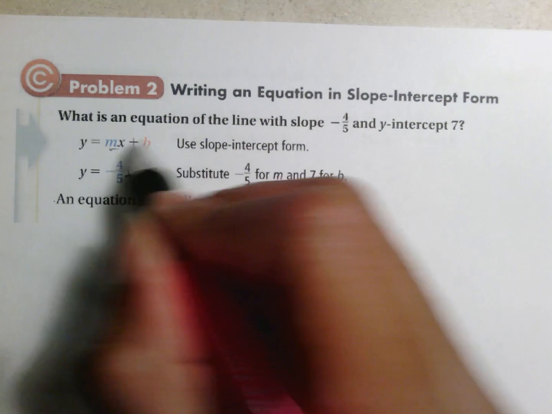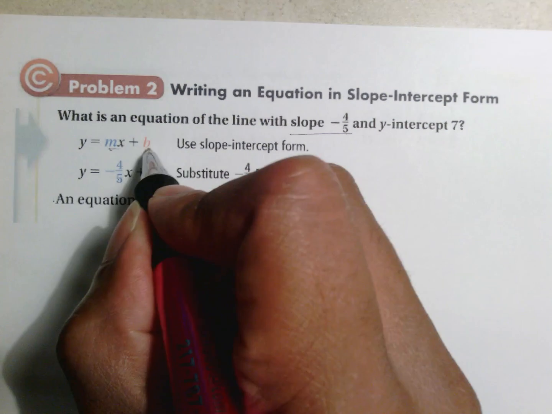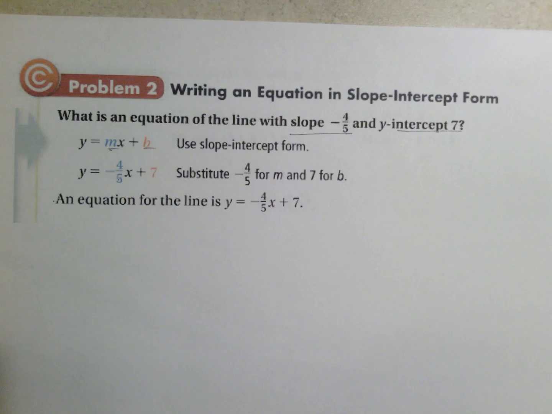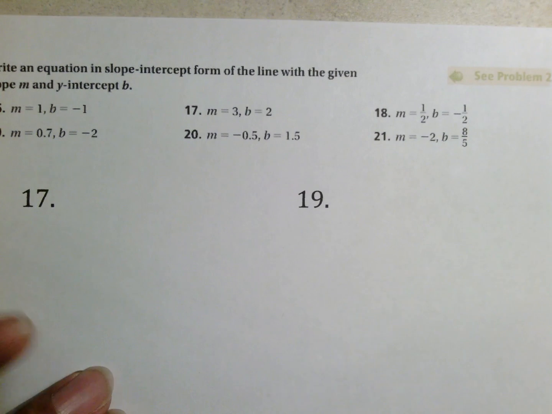M representing slope, looks like they just turned m into negative 4/5. B representing y-intercept, looks like they just turned it into 7. And that's all they did. So again, let's use that to our advantage here and see what we've got.